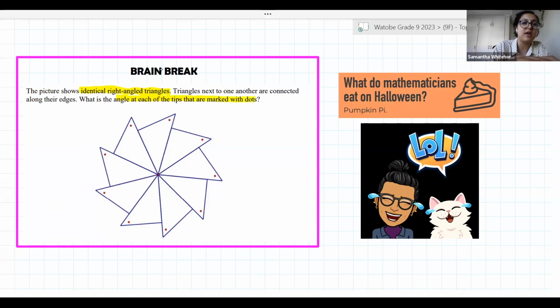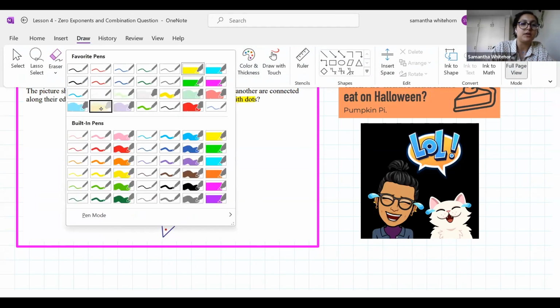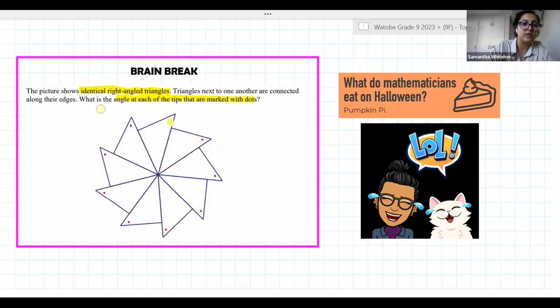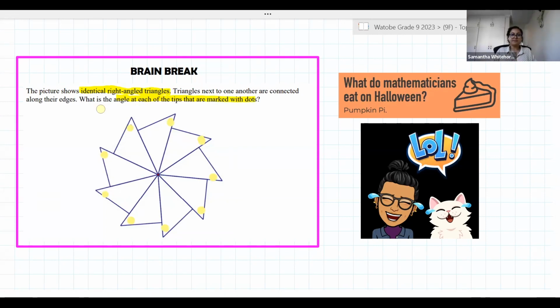So basically, they want to know what size all of these angles at the top of the triangles are. That is my question to you. If you need a hint, you can let me know. So on the chat, just say hint, and I'll see how many hints I get. And then I will maybe give a hint.